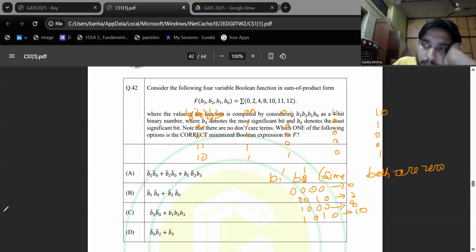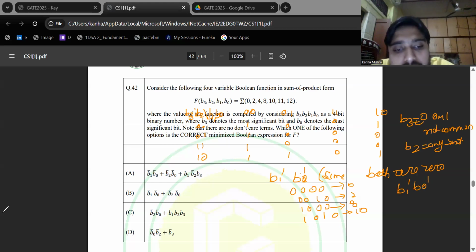Now this is done. B3 is equal to 0 or 1, it is not common. And B2 is any, which is again not common. So this group gave a hint of B1 dash, B0 dash. Basically, this group gives a hint of that. So we can take group 2 as well.